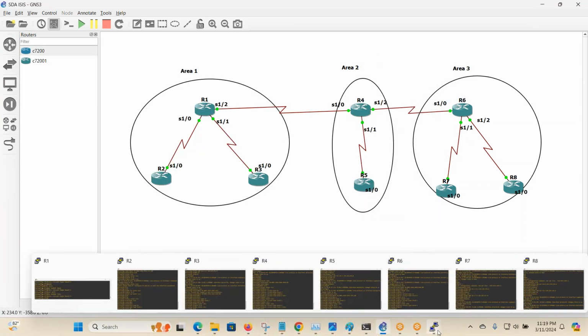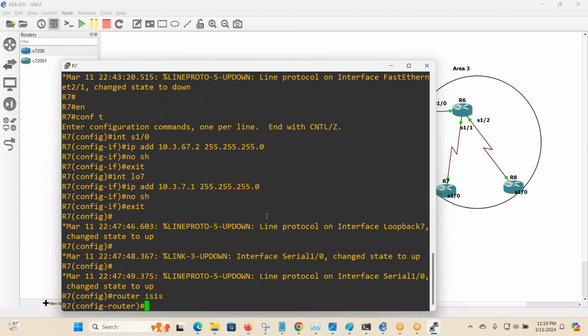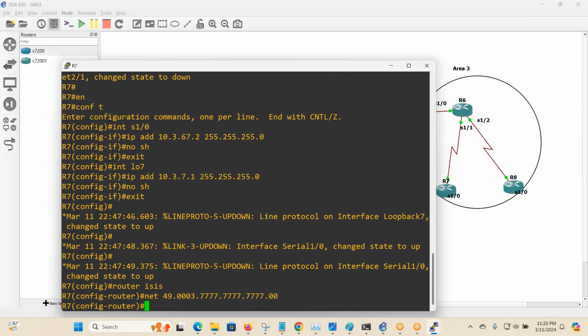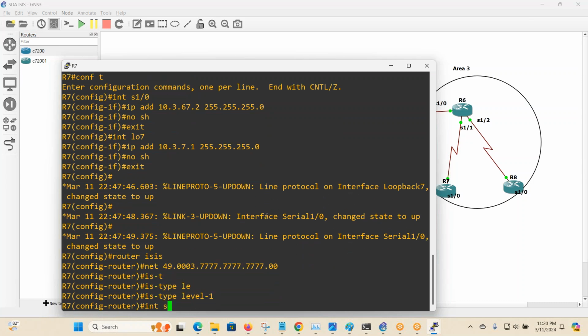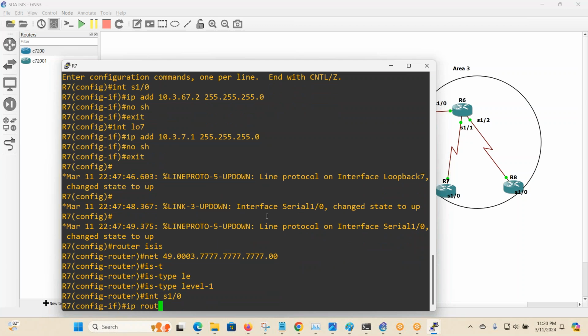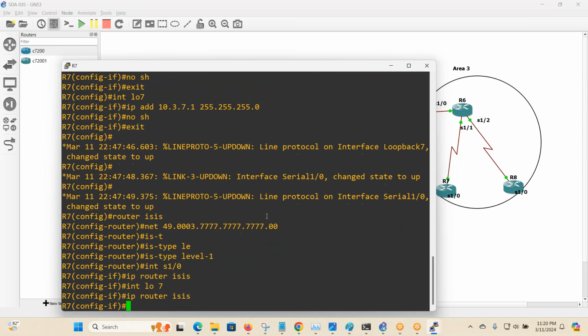So R7, we can use router ISIS. We have to set the NET. NET is 49.0.0.3.777.777.777.00. So then we have to set the IS type to level 1. We go to interface serial 1/0. So IP router ISIS. We go to interface loopback 7, IP router ISIS.